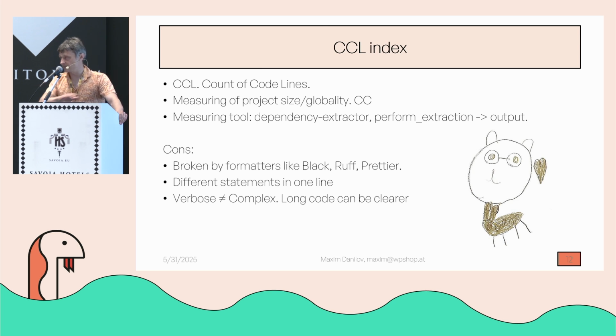Cons. This metric is completely broken if you use Black, the formatter, or Ruff or Prettier, because these linters or formatters increase complexity automatically. And I completely don't understand why teams choose short-term benefits, like it seems all the same, instead of the long-term benefits. In this case, the more lines you have, the more complex your project is. And sometimes I meet different statements in one line.